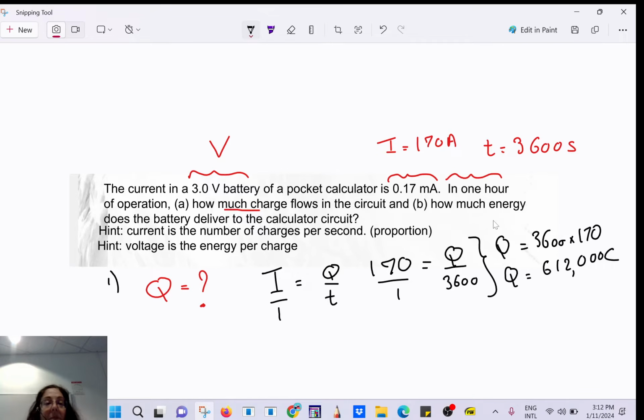Okay, how much energy does the battery deliver? So energy equals the energy. What did you say?